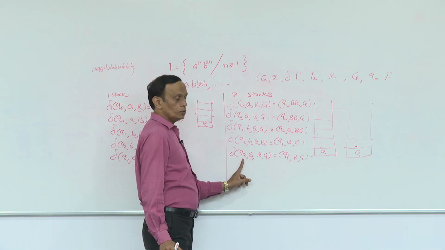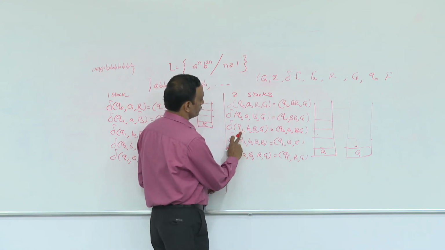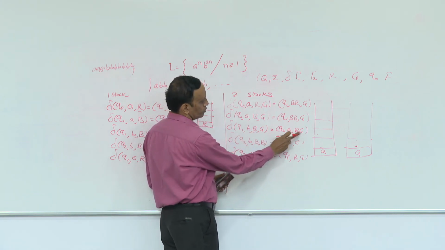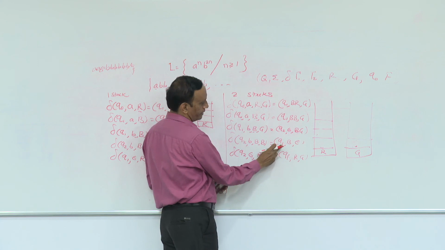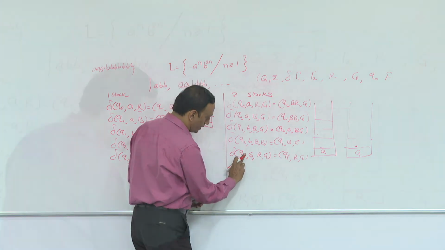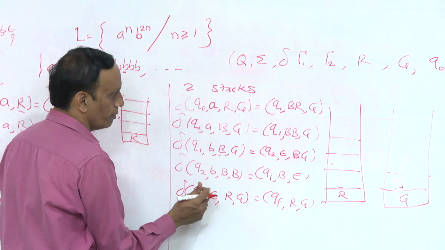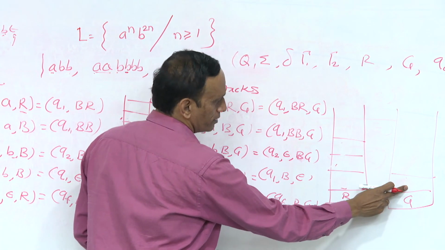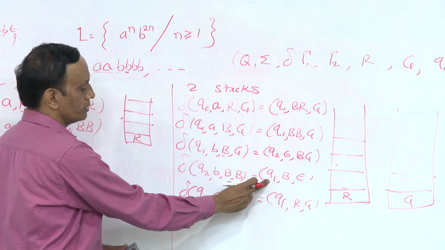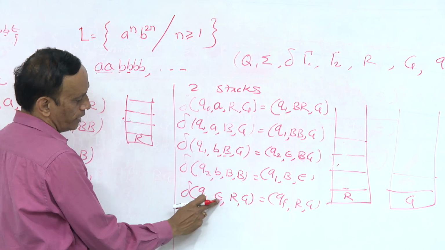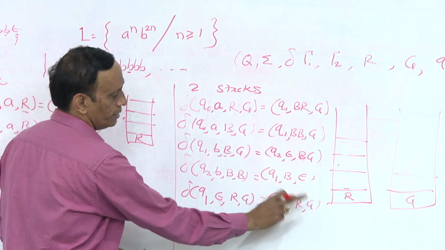So will it be Q2 or Q1? If you apply this carefully, Q1, BG will be Q2, BG. And second, it is again entering into Q1. So we may have to make a modification here, and we can write Q1, because while it is popping from the second stack, it will always enter into the Q1 state. So this should be rewritten as Q1, epsilon, RG, and then it should enter into the final state.